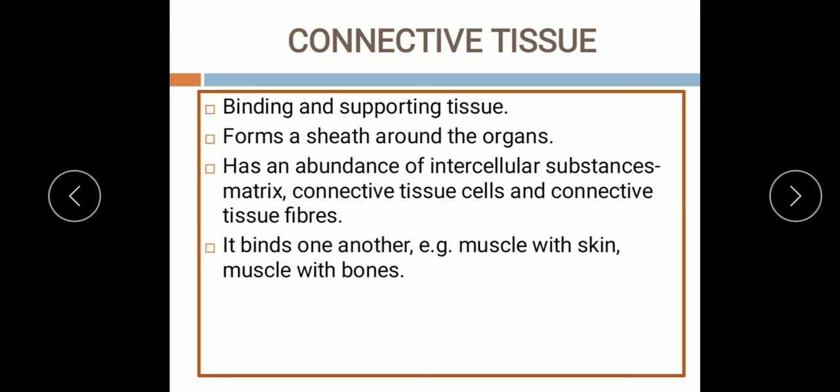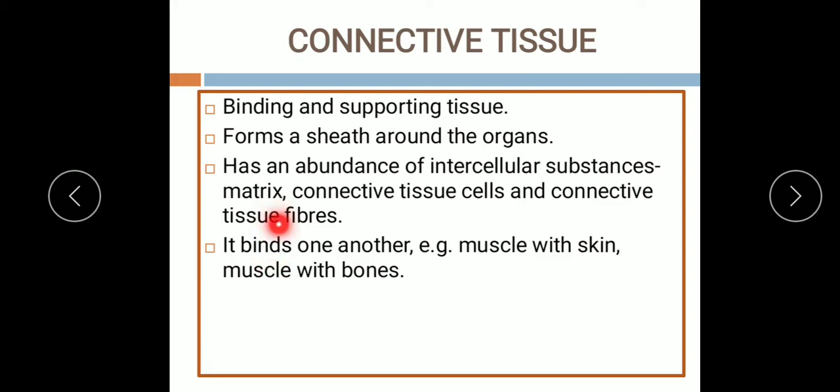connective tissue, and it binds one another, meaning the cells of the connective tissue are loosely packed and non-living, and it is also called packing tissue. And it binds one another. For example, muscle with the skin, how are they attached? With the help of connective tissue. Muscles with the bones, how are they connected together? With the help of connective tissue.